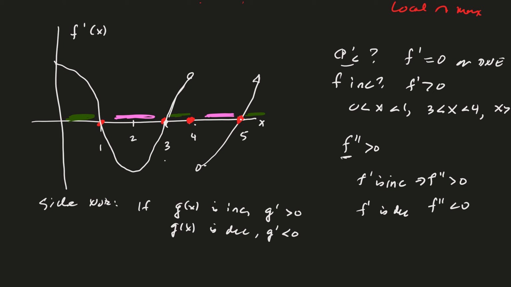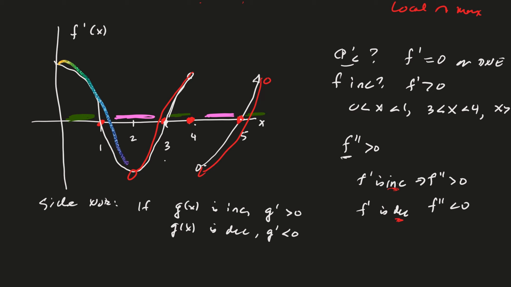Let's see. So where is my first derivative increasing? My first derivative is increasing here and here. Right? And where is it decreasing? I'll use a different color. I'm using too many colors here, I guess. It's going to be decreasing here, right? Good.